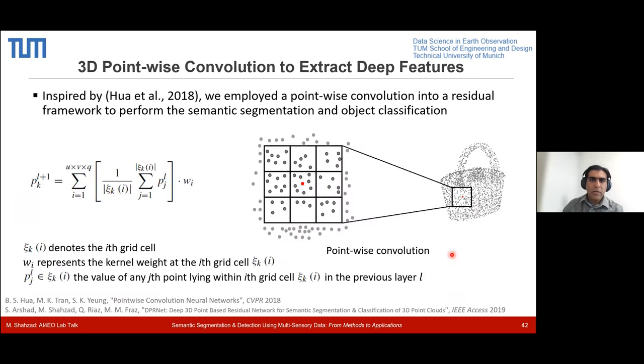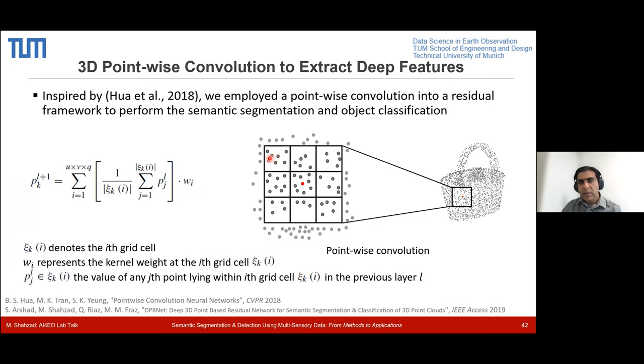And this is something which we tested as well. Here we employed point-wise convolutional neural networks, where the idea was pretty simple and inspired by the 2D convolution. If this red point is a point of interest, we define a neighborhood region, and we divide this region into three cross three grids, maybe like this.